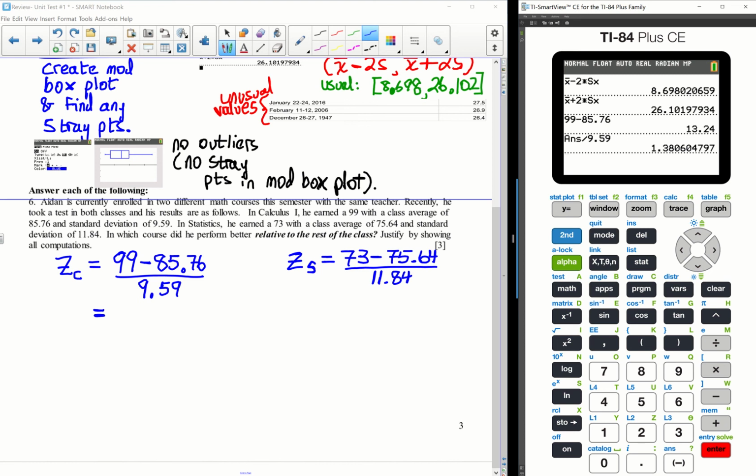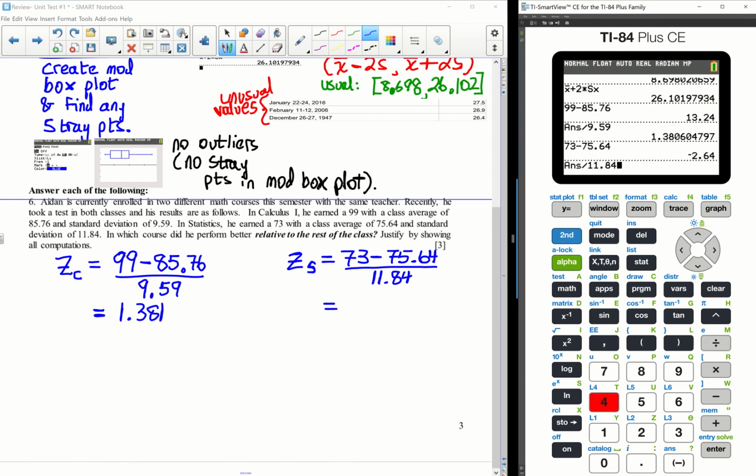Just making sure I typed in everything correctly. So we're looking at about 1.381. So he's 1.381 standard deviations above the mean for Calc 1. So his score is high, but it's not unusually high. He'd have to have a z-score higher than 2. That didn't happen, but still, not 99. That's nothing to sneeze at, you know. Sign up for that right now. And here we get a z-score of negative 0.223 approximately.